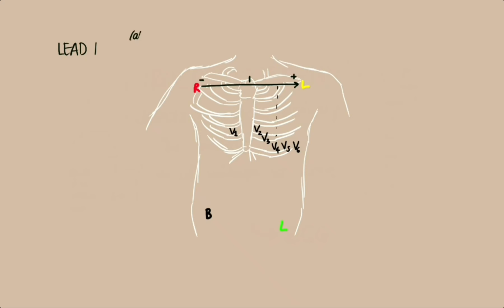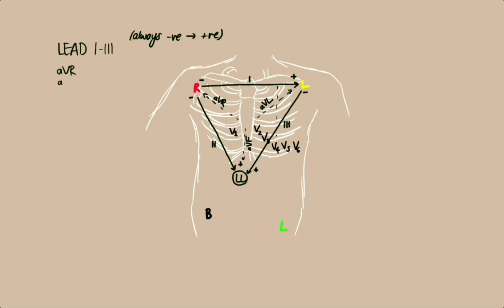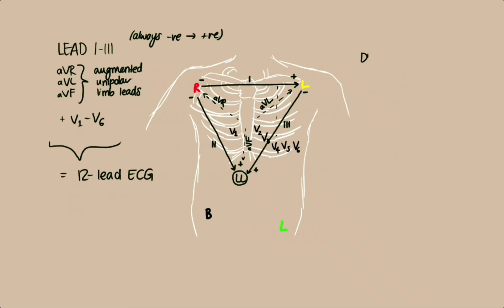So these 10 leads are placed, and in turn they read 12 leads. So like I said, it goes from the negative to the positive pole. So you've got lead 1 and lead 2 and lead 3, which are drawn there. You also have 3 augmented unipolar leads, because they don't read from one lead to another. They just detect electrical activity in the directions that I've drawn in the dotted lines. And then obviously you've got leads V1 to V6, which detect electrical activity going towards them.